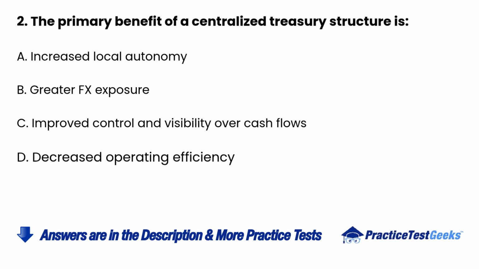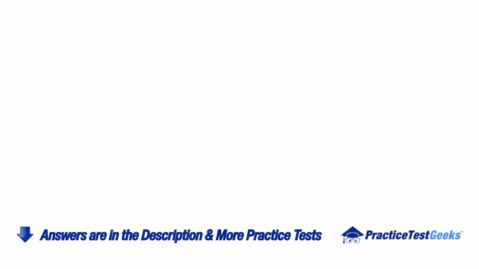2. The primary benefit of a centralized treasury structure is: A. Increased local autonomy. B. Greater FX exposure. C. Improved control and visibility over cash flows. D. Decreased operating efficiency.